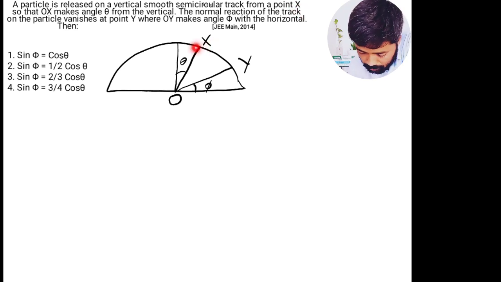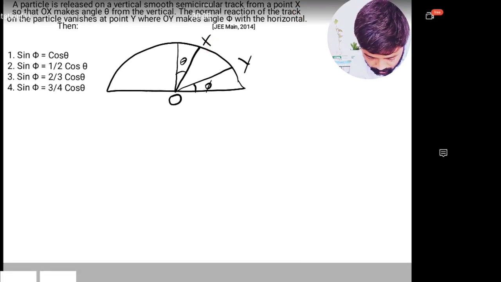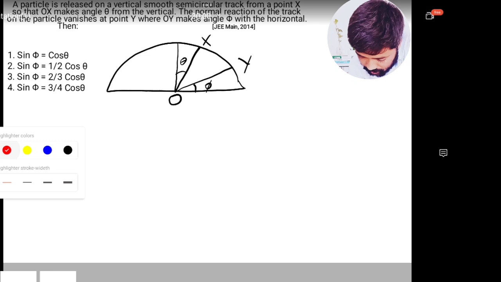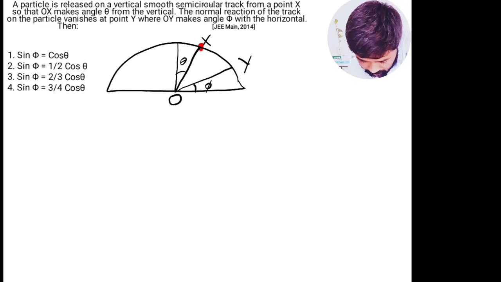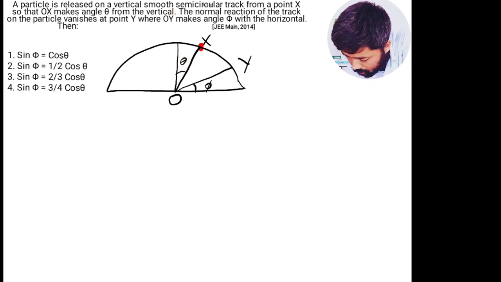This is your X. A particle is released. Okay, the particle is here, released without any velocity, from a point X, so that OX makes an angle theta. So this angle is theta. OX with the vertical is making an angle theta. Okay, the normal reaction of the track on the particle vanishes at point Y.